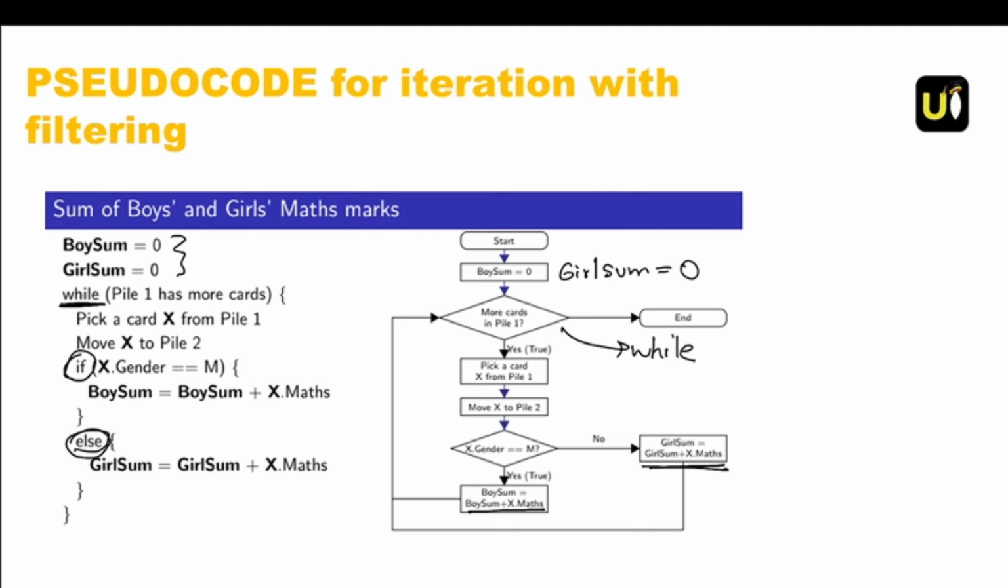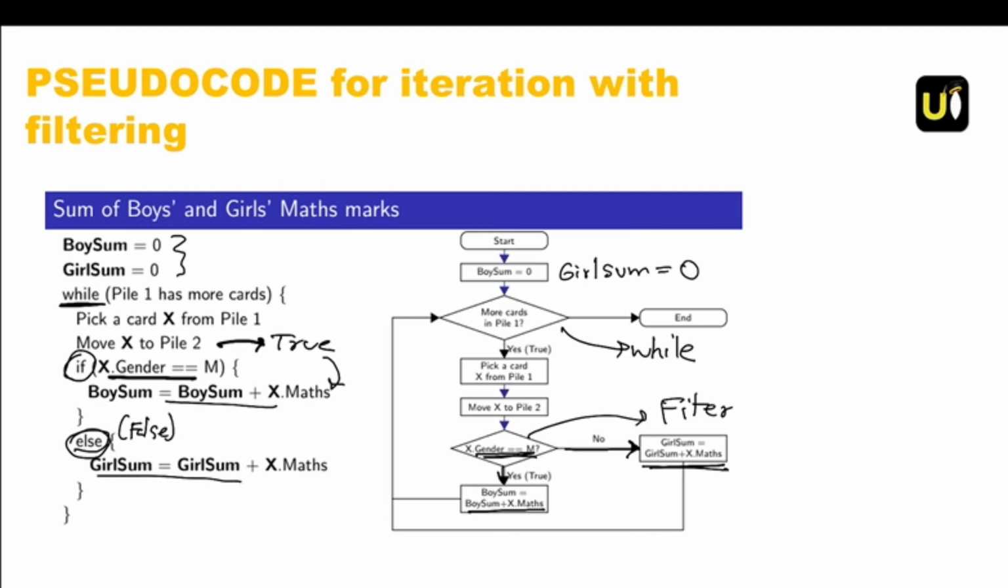So see how in this we use a filter to check if the gender of the card is a male, and if this is a male it's going to yes and the boy sum is added. If this is not a male, if this is false, then the girl sum is being added. So even in case of this pseudocode, if this condition is true, then we go here and the boy sum is added. And if this condition is false, the girl sum is added.